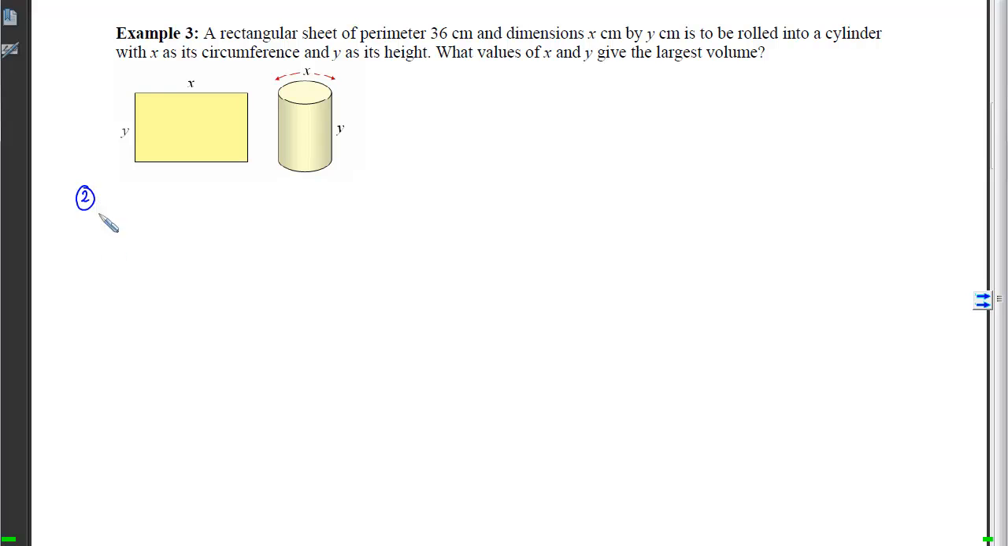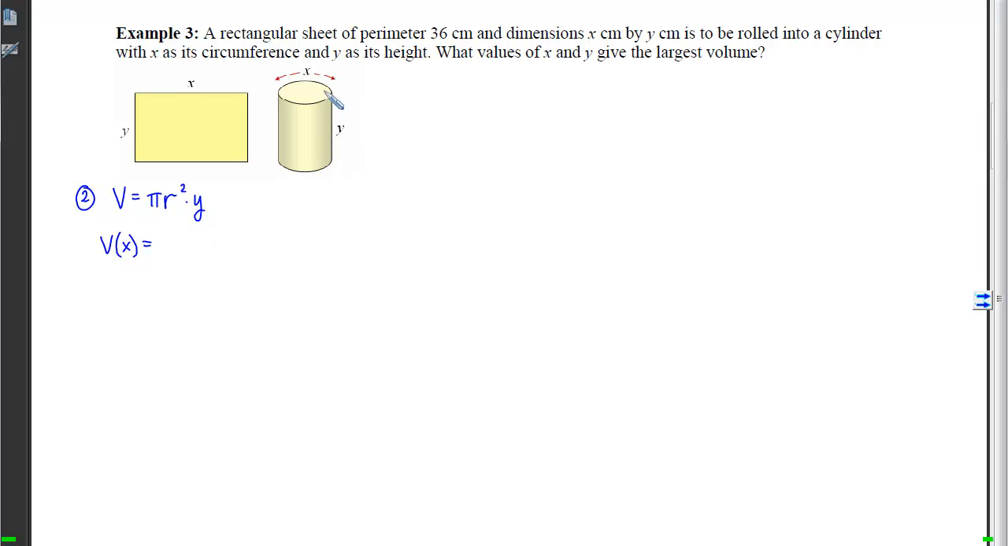Step 2 is let's build that model. That model should look like the thing we're trying to maximize or minimize, which is the volume, and we want it in terms of a single variable. So we're going to start with the volume of a cylinder, which is the area of the base times the height. Now the goal is to get that in terms of x, and we can't get there unless we can replace r and y with x's. So this is where those intermediate relationships come into play.